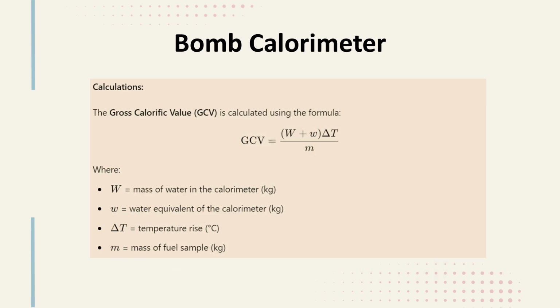The gross calorific value, GCV, is calculated using the formula GCV equals (W plus w) times delta T divided by M, where W equals mass of water in the calorimeter, small w equals water equivalent of the calorimeter, delta T equals temperature rise, and M equals mass of fuel sample.